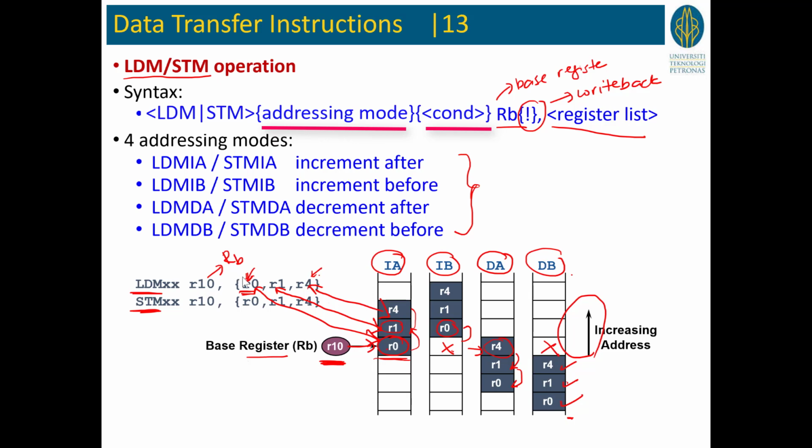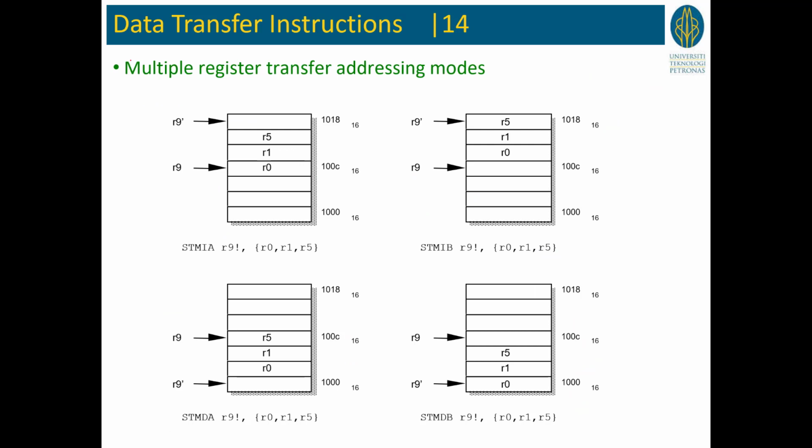Another thing to note is that the register list is enclosed within curly brackets and not square brackets, which we have seen before with LDR. So curly brackets and not square brackets. Let's look at some examples where you have the write back option included. Here are some examples using the store multiple, and we have increment after, increment before, decrement after, and decrement before. Now if you have the exclamation mark here included, it means that you want to write back.